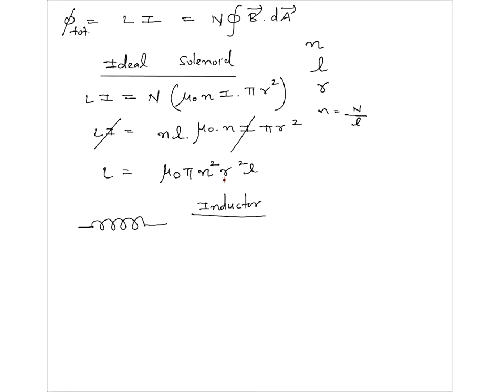Mu naught is a universal constant, pi is a universal constant. R is the radius, a geometrical parameter, l is a geometrical parameter, n is also a geometrical parameter. How you have packed, how close you have done the windings, that's a geometrical parameter or construction parameter.